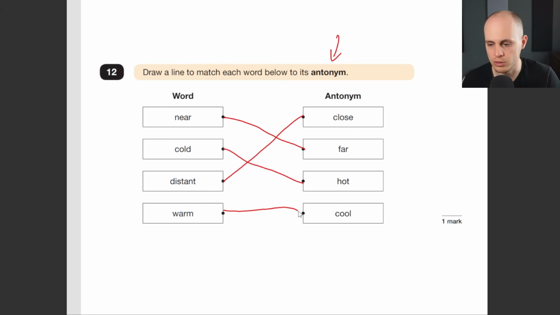And warm and cool. The biggest trap here is this one, because you might have read that as close, like to close a door. Just remember that words do have different meanings sometimes. They can be spelt the same.